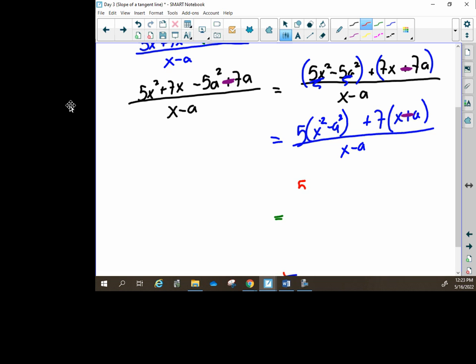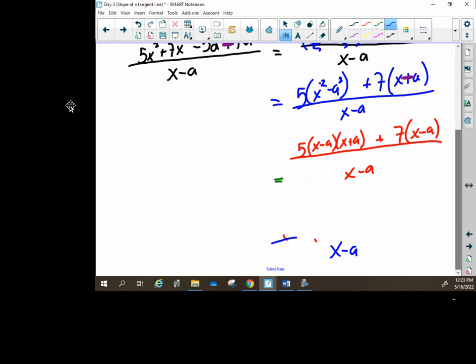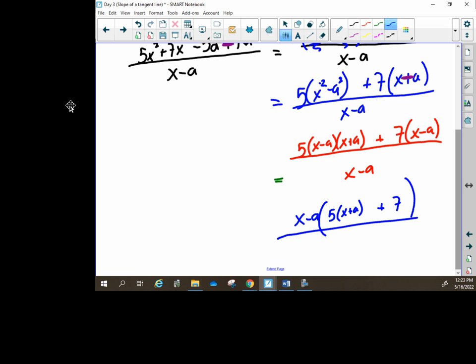So this part right here still factors: x minus a times x plus a. This now has an x minus a in it. Here's how I knew I made a mistake. My x minus a down here was supposed to cancel with something up here. So when I factored this out of here, I needed to really factor an x minus a out, so it's going to cancel with this one down here. So if I factor an x minus a out of here, I'm left with 5 times x plus a plus 7, all over x minus a.